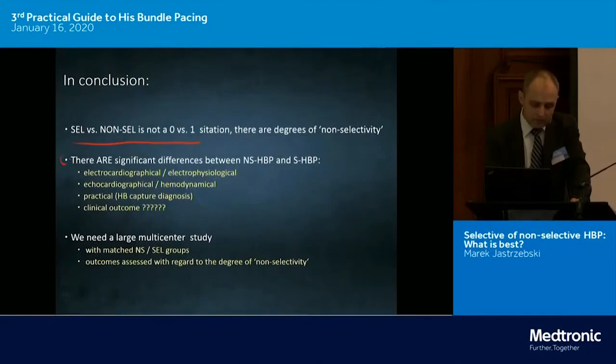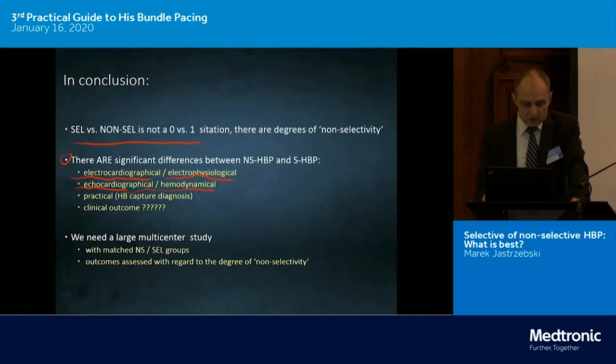Well, it is also obvious for me that there are significant differences between non-selective His bundle capture and selective His bundle capture in several areas. Electrocardiographical differences we discussed, and they are obvious for everyone. Well, they come from electrophysiological differences. Certainly the activation of the left ventricle and right ventricle would be different during selective and non-selective pacing. Well, there are also echocardiographical differences, not in everyone, but in some, as you have seen on the example. That might, or most likely does, translate to some, maybe subtle, but some hemodynamical differences.